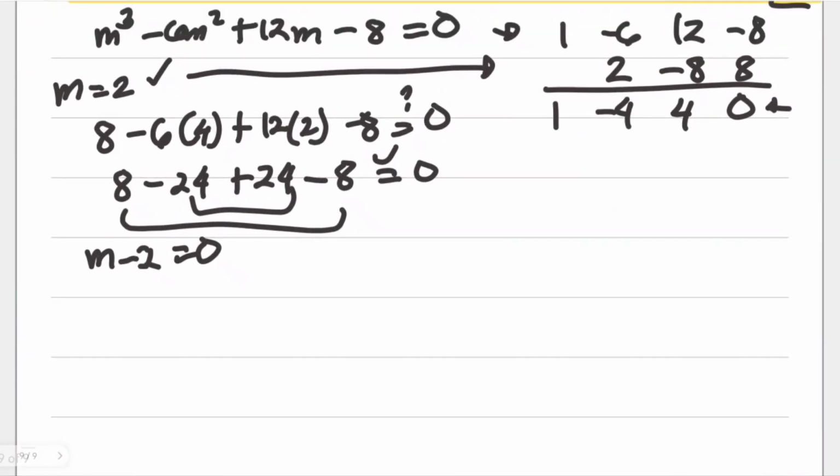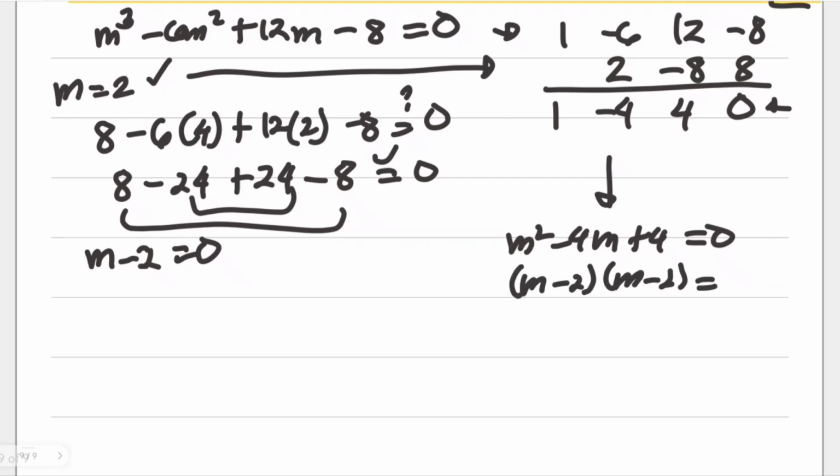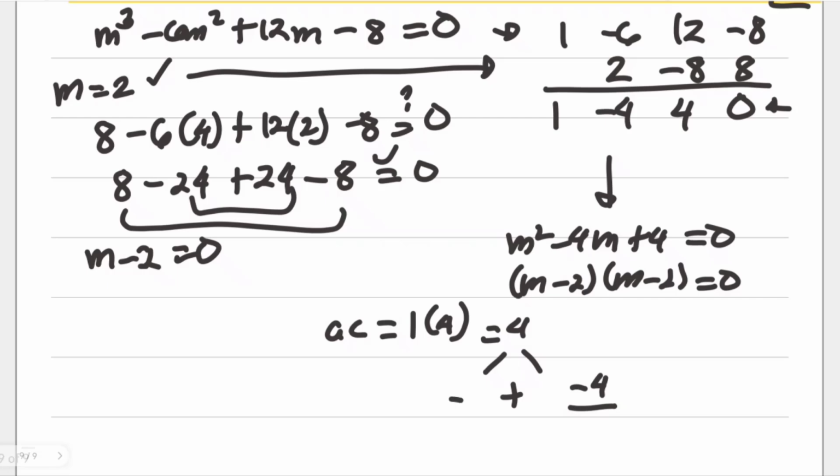We have here the last form, m squared minus 4m plus 4 is equal to 0. And actually, this is a perfect square trinomial. You will have m minus 2, m minus 2 equal to 0. Or, the easy way, a times c, 1 times 4 is 4. Factors of 4, when added, will result in minus 4. You will have negative 2 and negative 2, because negative 2 times negative 2 is positive 4, and negative 2 plus negative 2 is negative 4. That's why you have here minus 2 and minus 2.